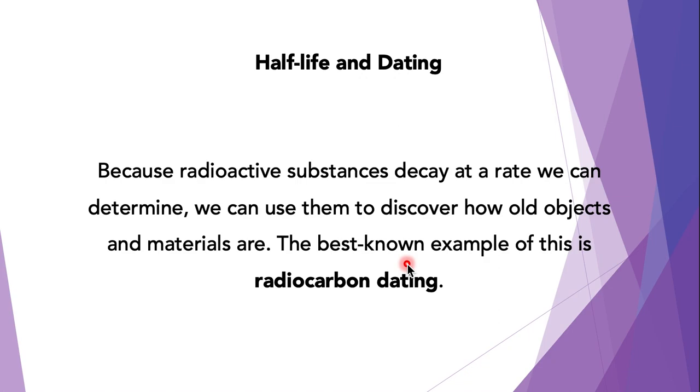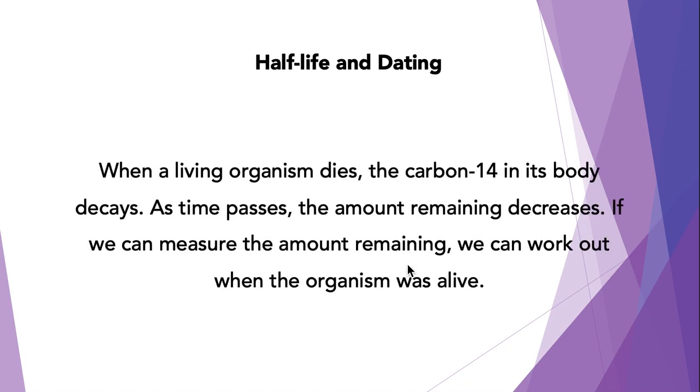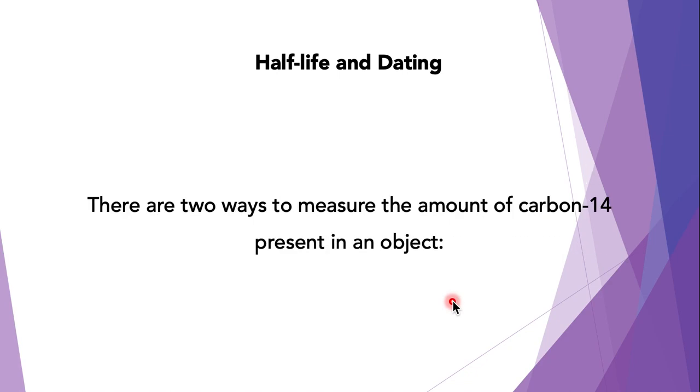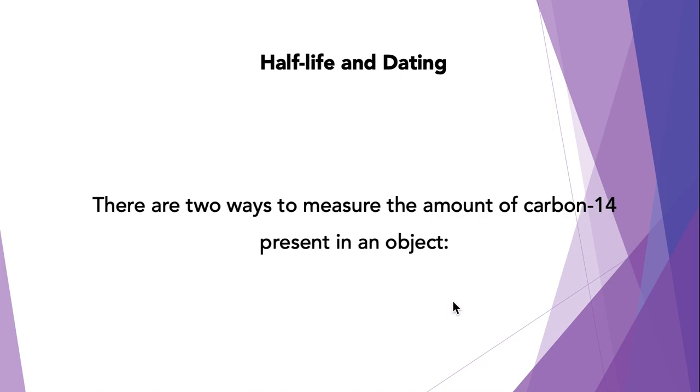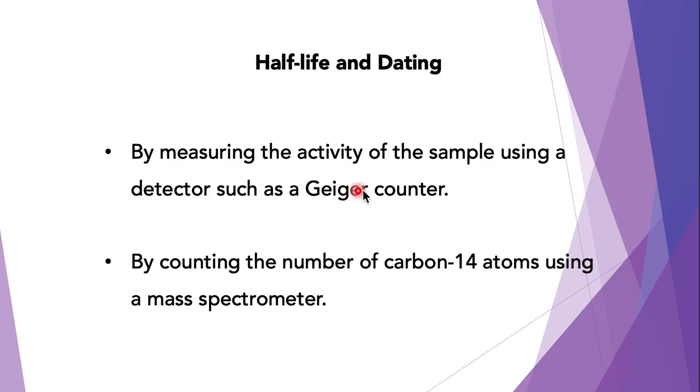So the idea of radiocarbon dating is when a living organism dies, the carbon-14 in its body decays. As time passes, the amount remaining decreases. So if we can measure the amount remaining, we can work out when the organism was alive. Because carbon-14 has a very long half-life, it may be coming from a very long time ago. Now let's see how we can measure the amount of carbon-14 in an object. There are two ways to measure carbon-14 in an object. Number one, by measuring the activity of the sample using a detector such as a Geiger counter.